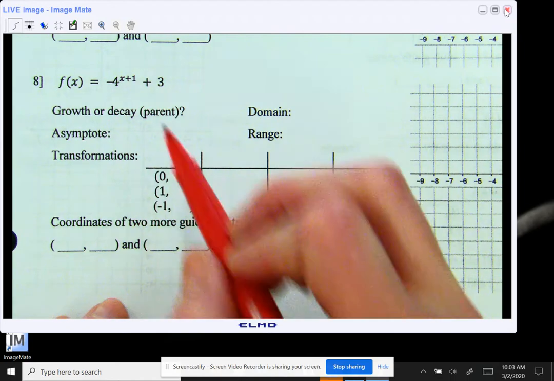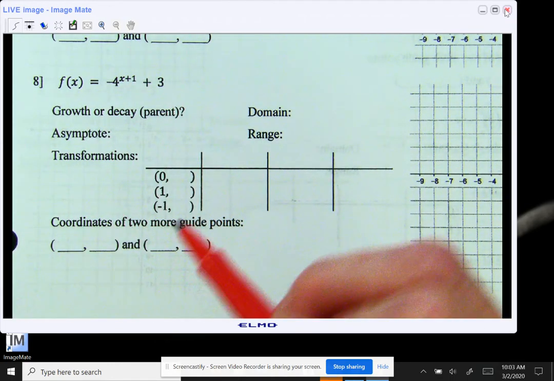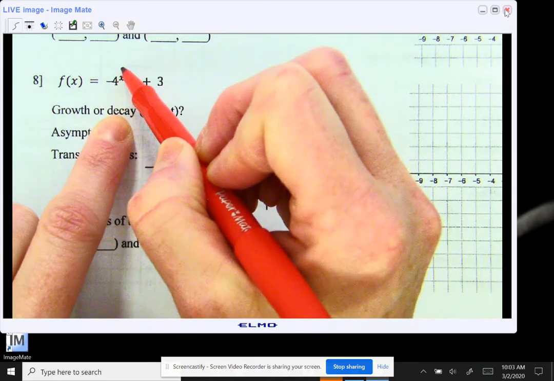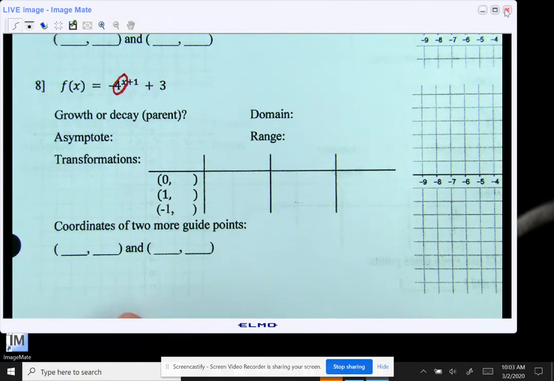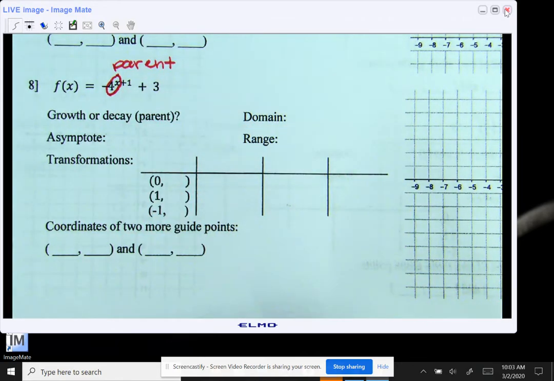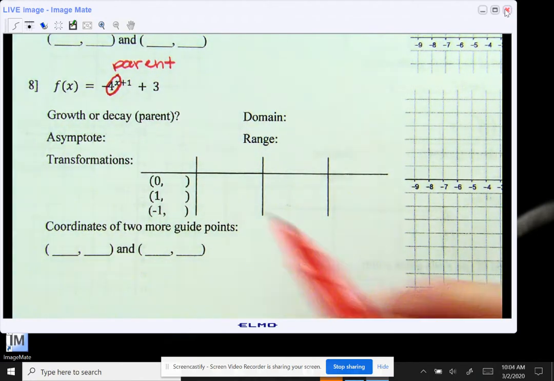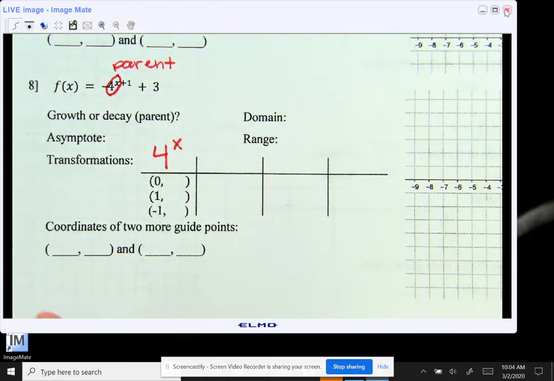Okay, so take a second. Before we start anything, we're going to identify all of our different parts, right? The parent function is always going to be b to the x. So that guy right there is our parent, 4 to the x. In our table, we're going to write 4 to the x. That's our parent function.